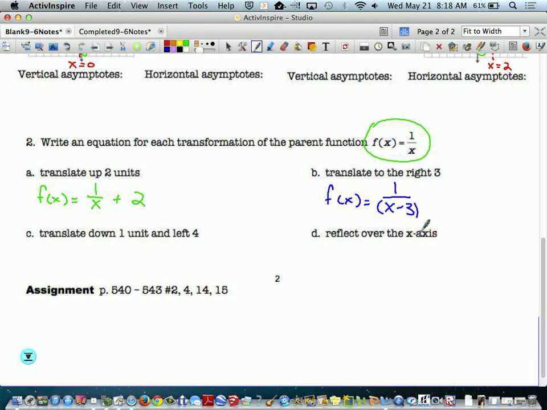Matt, do you know how to move something down 1 and left 4? F of x equals 1 over x plus 4 minus 1. 1 over x plus 4, you said? Yeah, and minus 1. So the plus 4 is on the bottom again, opposite. If it helps, put it in parentheses. Things in parentheses go opposite. Stuff at the end is exactly what it is, down 1.